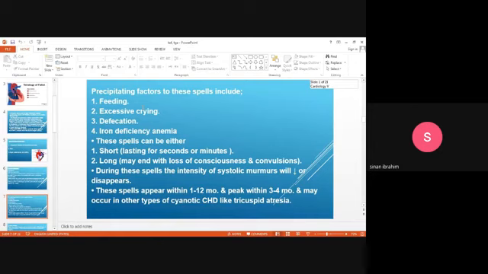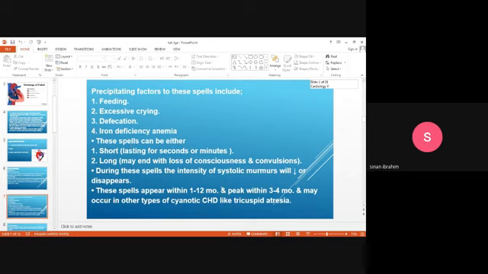As we said, the spells can be either short, lasting a few seconds or minutes, or long, and may end with loss of consciousness, taking a few hours to days. I have seen cases continue 2 to 3 days, and this will end with loss of consciousness, severe hypoxia, and convulsion, and may end in death.